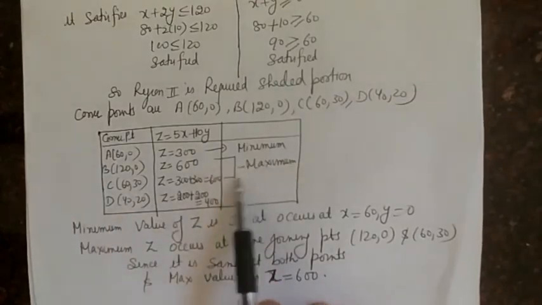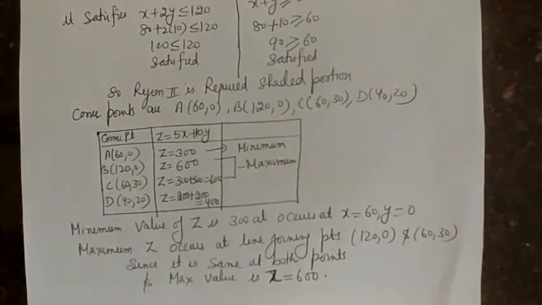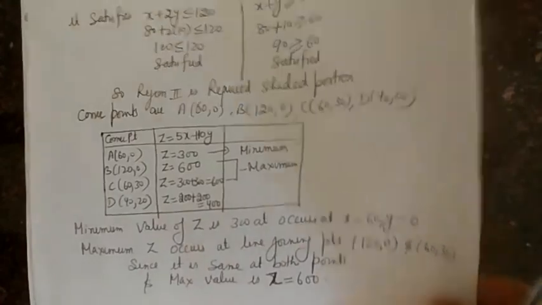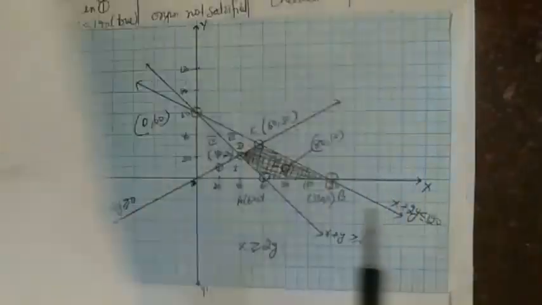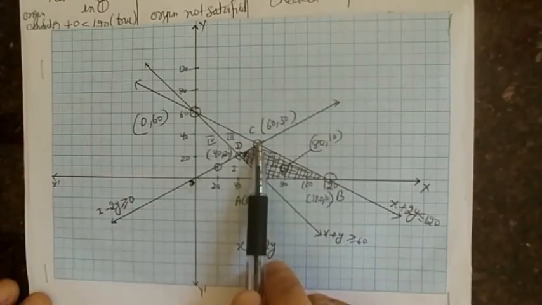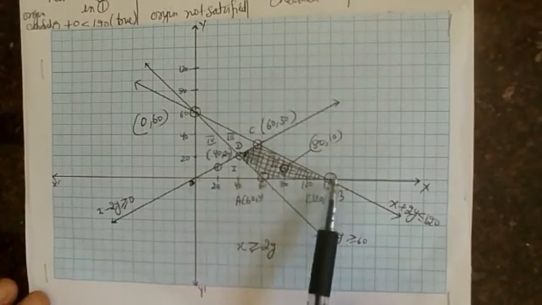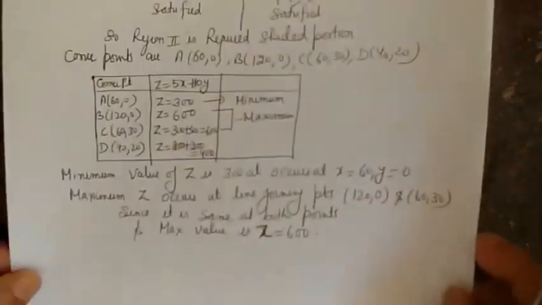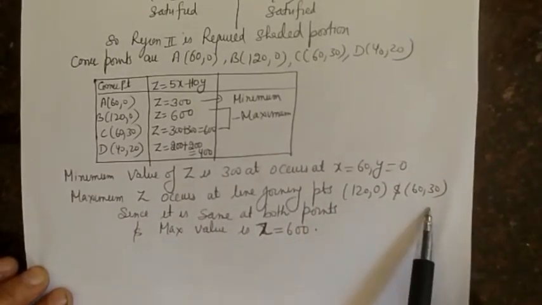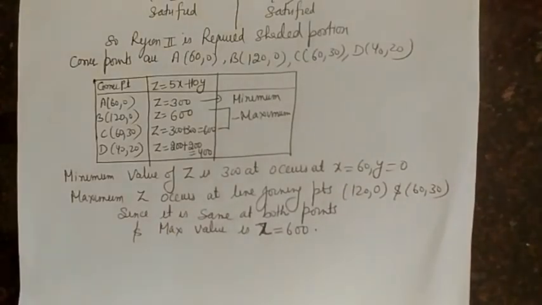And the maximum value is occurring at 2 points. Such a case we have discussed in the previous question also. When the maximum value is occurring at 2 points, that means it is occurring at 120, 0 and 60, 30. That means the same maximum value will be occurring on the complete line joining these 2 points. So how do we write it? That maximum z occurs at the line joining points 120, 0 and 60, 30. So the maximum value of z is 600 for this question.